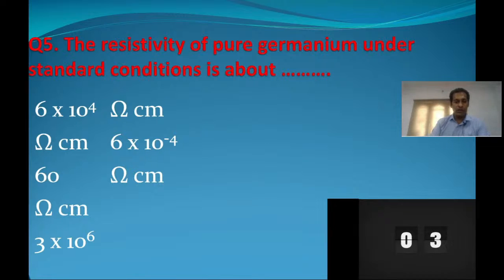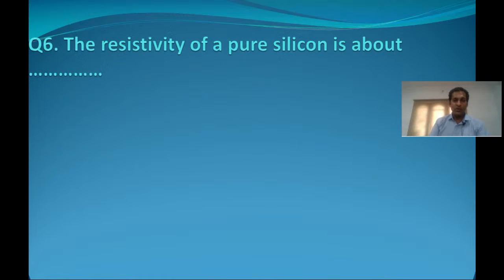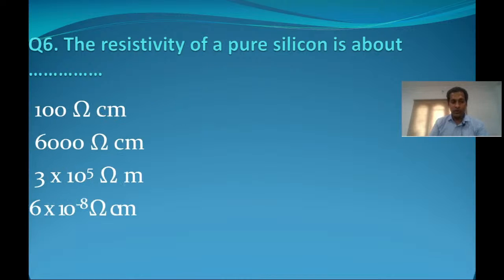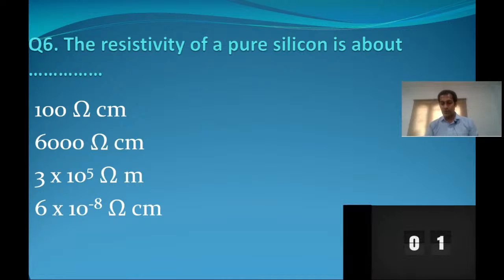So for this particular question, your time ends now. The answer is 60. Pure germanium resistivity is 60. So you have to remember this value. It is 60 ohm centimeter. The next question, the resistivity of pure silicon is about. It is 100, 6000, 3 into 10 to the power 5, or 6 into 10 to the power minus 8 ohm meter or centimeter. Your time starts now. In 10 seconds even you can watch it.